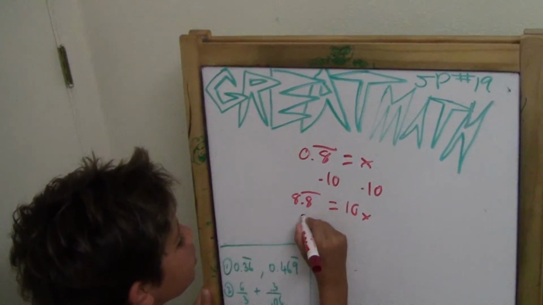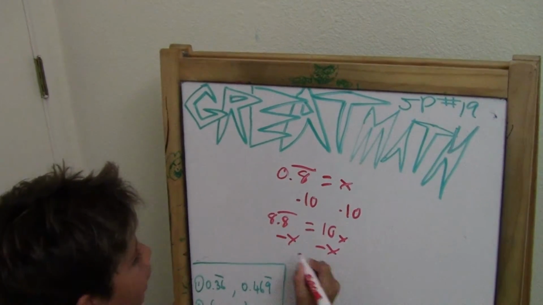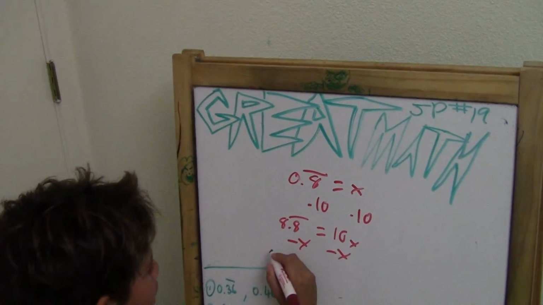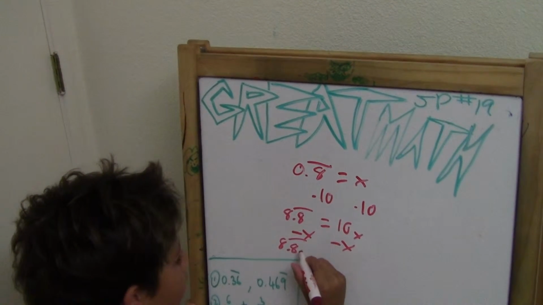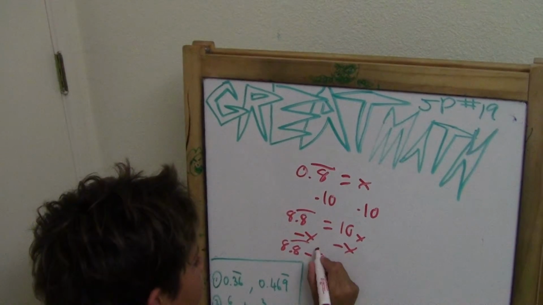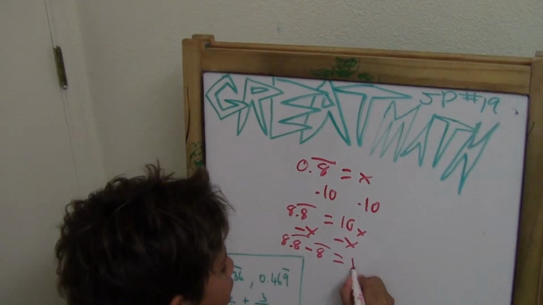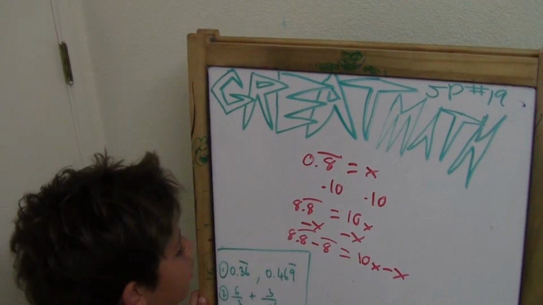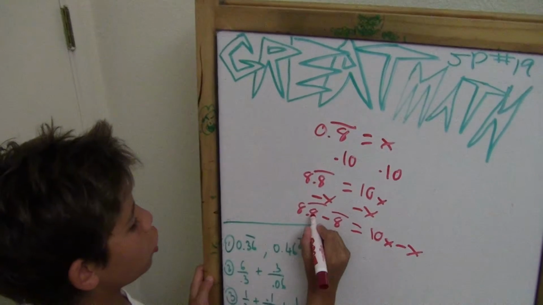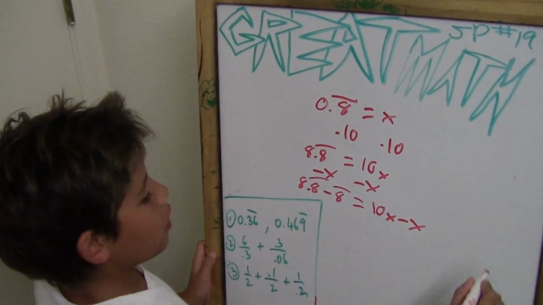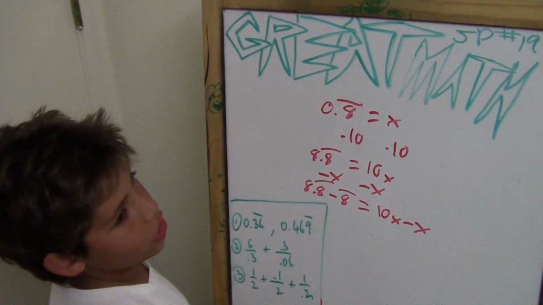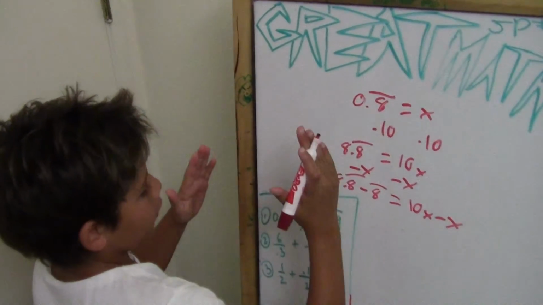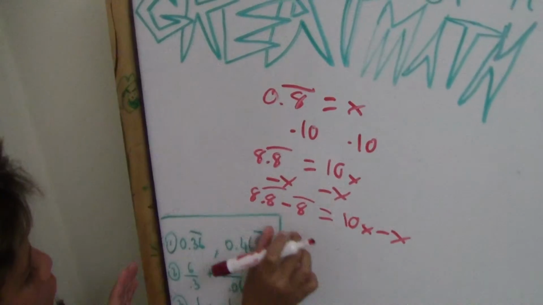So we'll just subtract x. And x here is equal to 0.888 forever. So that will be 8.888 forever minus 0.888 forever is equal to 10x minus x. Now you would think that after the end of forever, there would be a zero. But no, forever's forever. You can't change it. You just automatically, for some reason, magically move a digit forward.